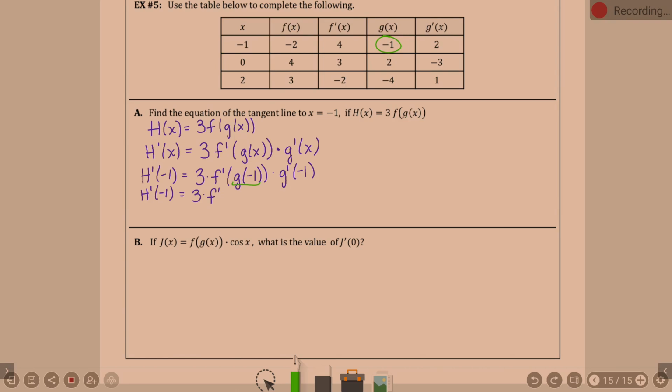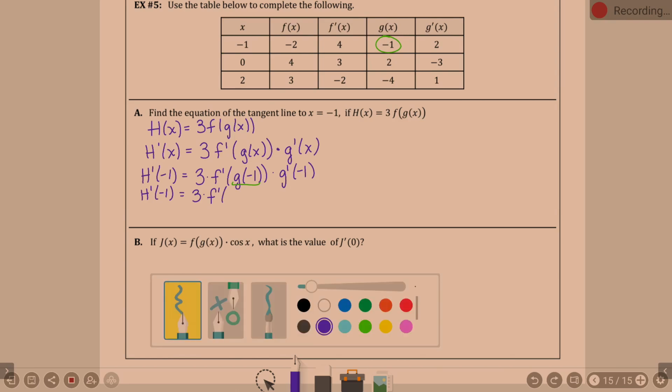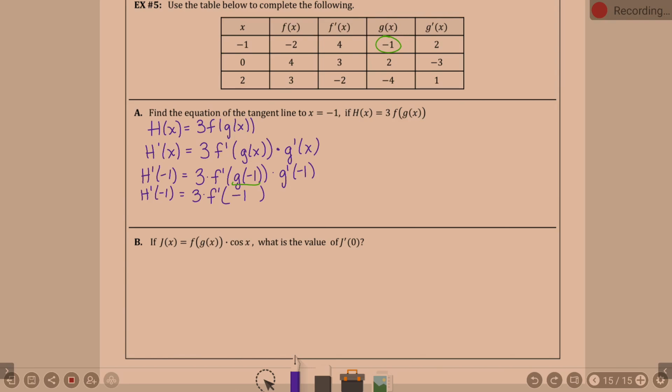-1. So that's going to replace g of -1 with -1. It's still inside f prime. Times, what's g prime of -1? 2. One more replacement. So I have 3. What's f prime of -1? 4. Times 4 times 2. 3 times 4 times 2 is 24.